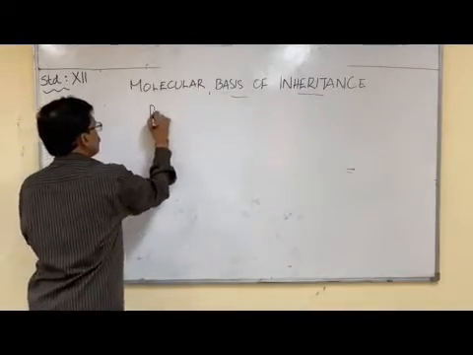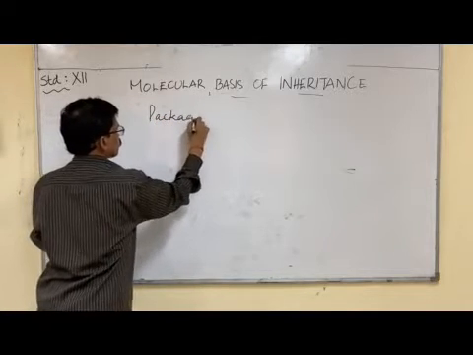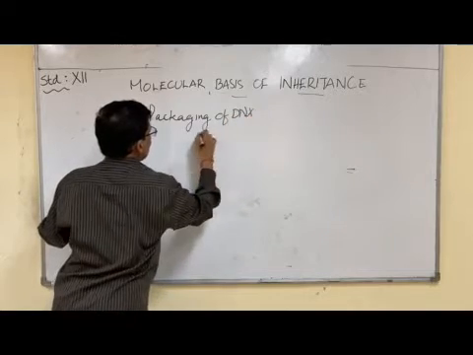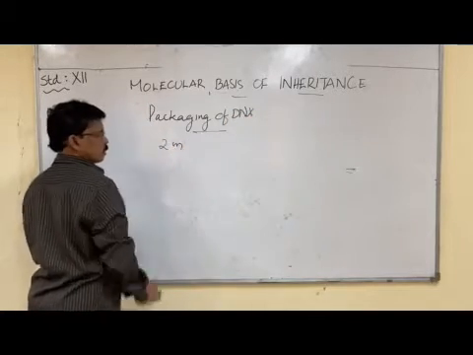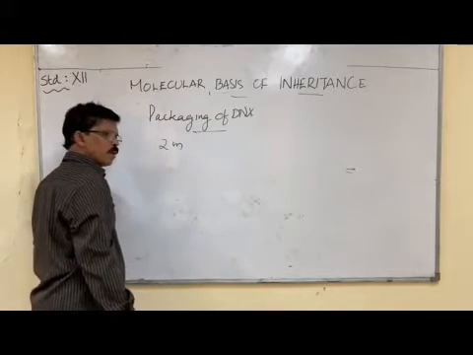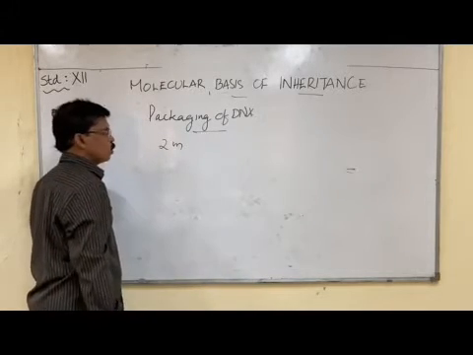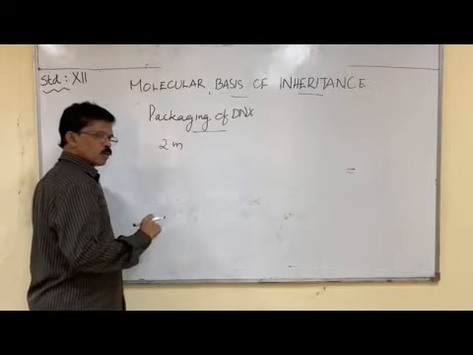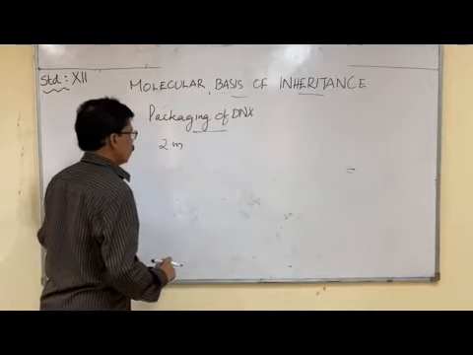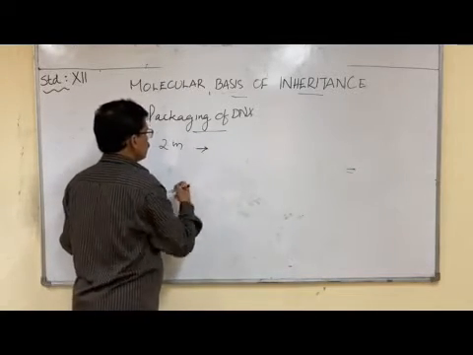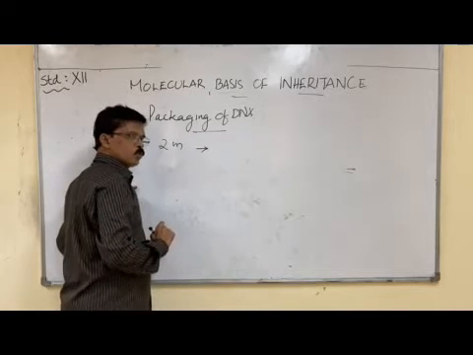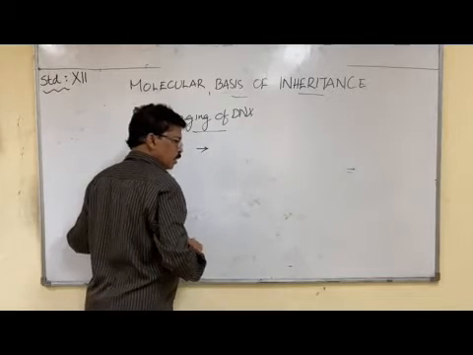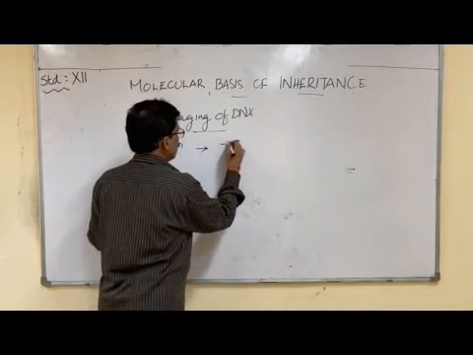How is DNA packed inside the cell? Packaging of DNA. The human DNA is approximately 2 meters in length. This long DNA molecule, thousands and lakhs of DNA molecules, has to be tightly or compactly packed in the chromosome inside the nucleus. So this DNA, which is almost 2 meters in length, is compactly packed in such a way that DNA being negatively charged.